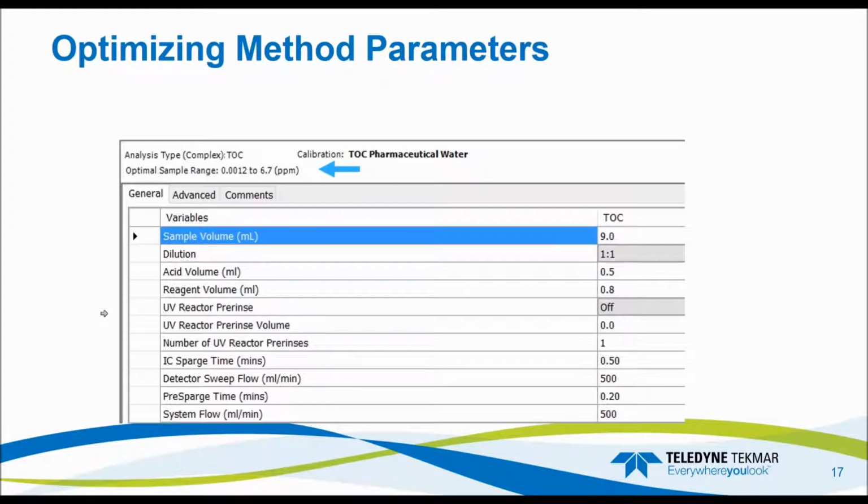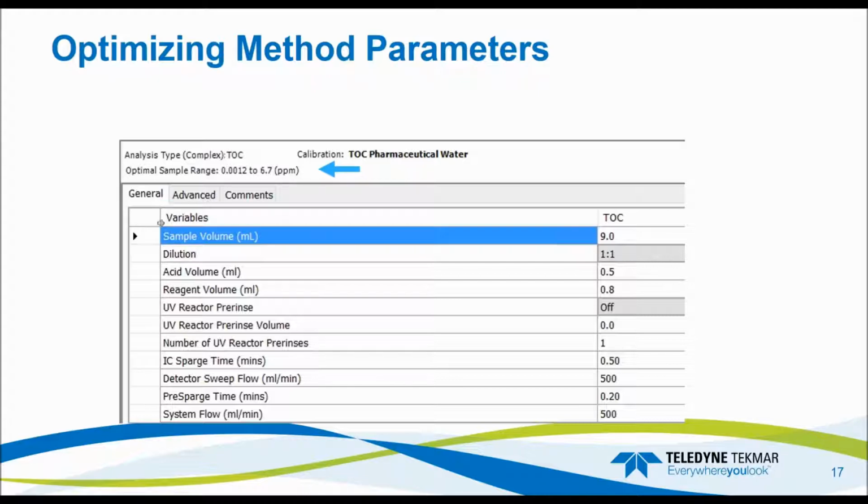Okay. So now let's talk about the method parameters we use to run this method, USP 643. Here is your standard TOC pharmaceutical water method. It uses a 9 ml sample volume. It doesn't do any dilution. But if you look here, it gives you an optimal sample range for that method, which is only up to 6.7 ppm. Now remember, we're trying to get 8 ppm in that curve, so you know right off the bat that this method will not work for 643.